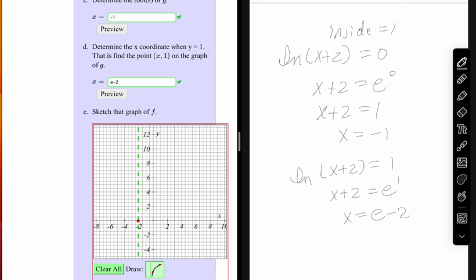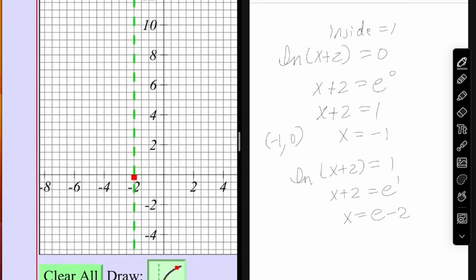Now we've got some good points here. This one here, I know this is the point -1, 0. The y was 0, the x was -1. So let's find the point -1, 0 and put that on there. Okay, and now we need one other point.